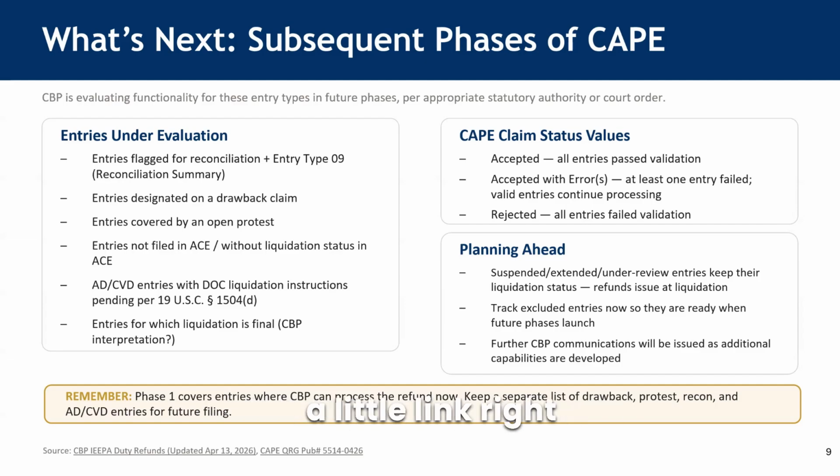CBP is going to give you a little link right within the CAPE portal. You're going to see a blue link to a report, and that report is going to list the entries that did fail the validation and were rejected, and it's going to give you a reason code. And on CBP's website, you don't even have to look at my LinkedIn page. On CBP's IEEPA frequently asked questions page is a table that has a lot of the error codes in there. And it's really all the validations that I just went over.